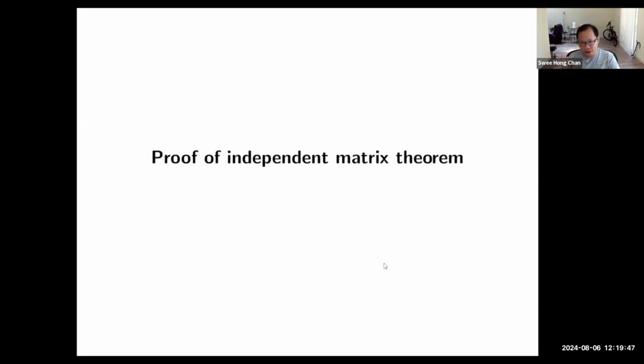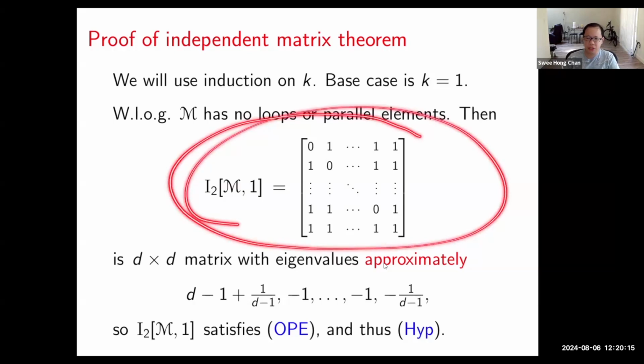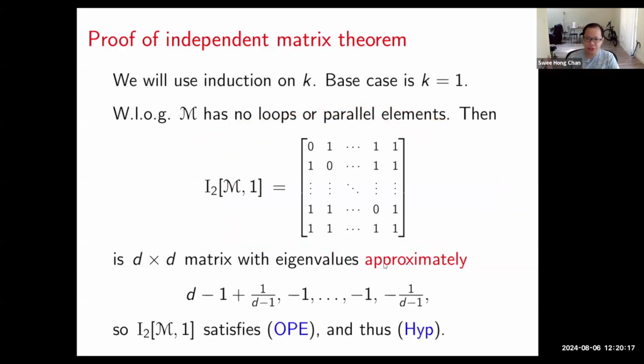Okay, and sorry for all of this setup, but now we can prove the independent matrix theorem. The idea is as follows. We will use induction on k, and the base case will be k equal to 1. Without loss of generality, you can assume that the matroid M is simple, that it has no loops, no parallel elements. In this case, your matrix will be equal to this matrix written over here. It is an explicit matrix.